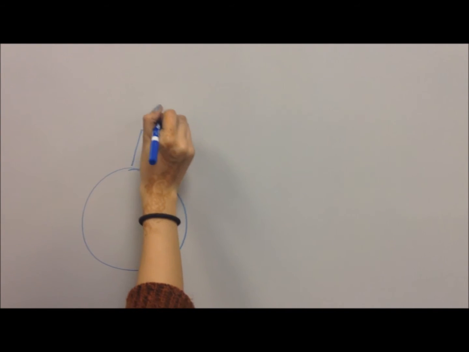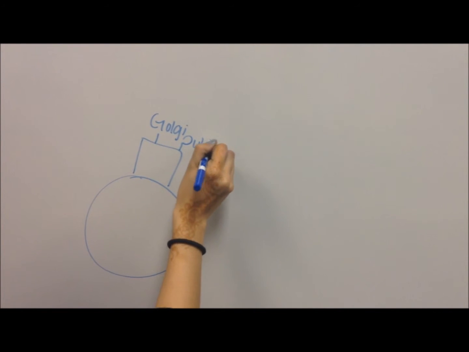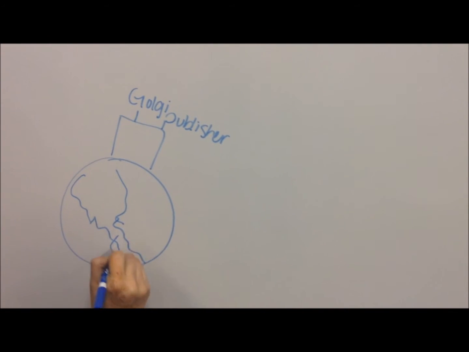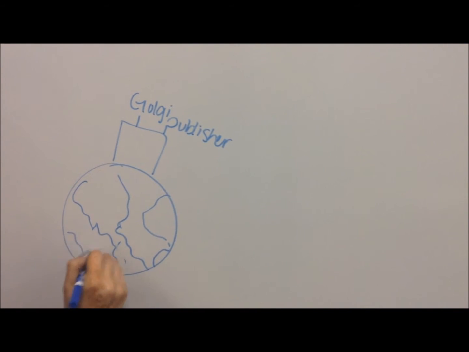Finally, it leaves the Golgi body via vesicle again to be distributed around and out of the cell. In other words, the writer's book is ready to be sold around the world.